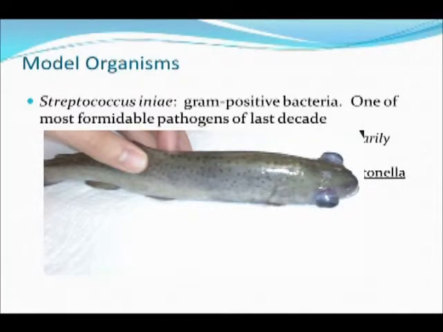Now here's one of my fish that was infected with SNEA. And as you can see, the eyes are bulging out of the head. They literally pop out of the head following vaccination. And this is because you get immune cells multiplying behind the eye, and then you get recruitment of other cells, you get inflammation.